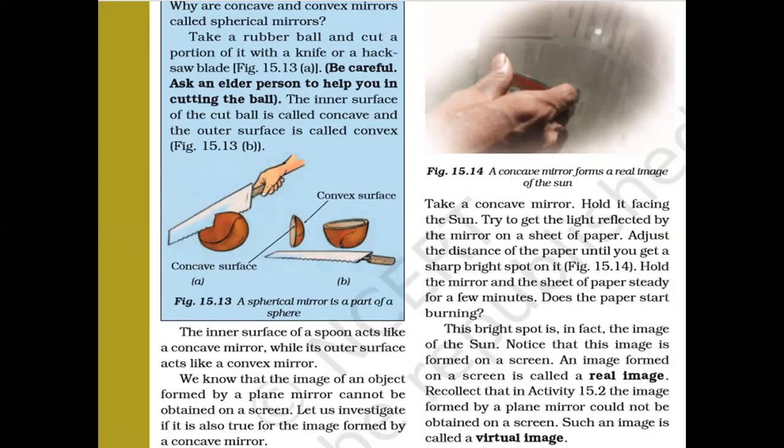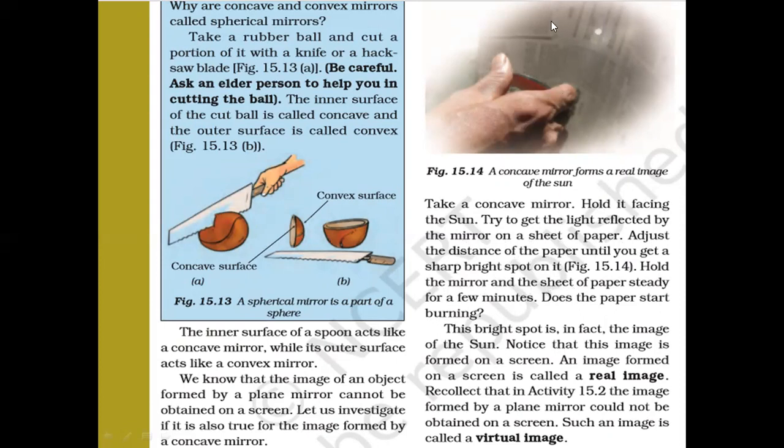We need to take a concave mirror and hold it facing the sun. Try to get a light reflected by the mirror on a sheet of paper. Adjust the distance of the paper until you get a sharp bright spot on it. See this way.